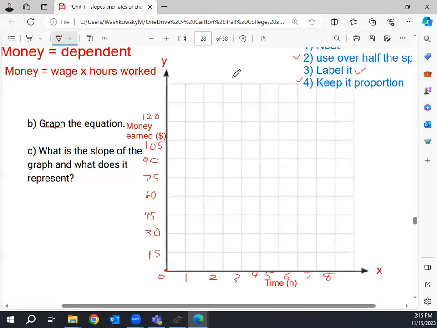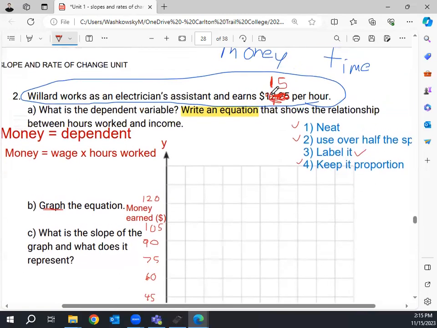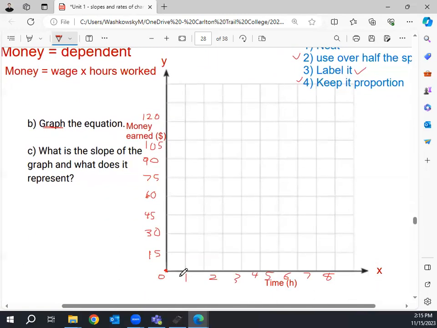Or I can just think about this logically. If I make $15 an hour, after 1 hour, how much am I going to make? 15. That's not that hard. After 2 hours, I'm going to make 30. After 3 hours, I'm going to make 45. Now, what I recommend you guys do is put down a couple of points. What about after 8 hours? How much would that be? 120. 8 times 15 is 120.